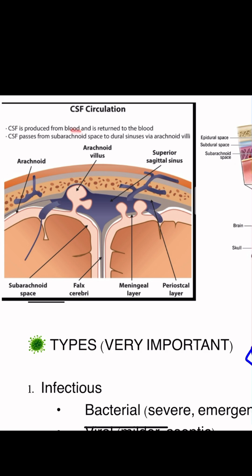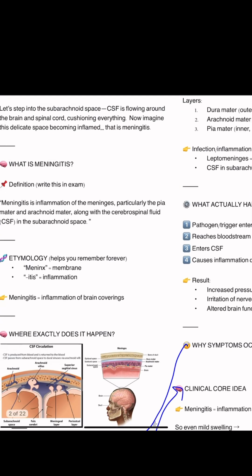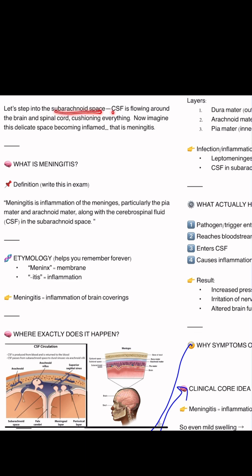CSF is produced from blood and is returned to the blood. CSF passes from the subarachnoid space to the dural sinuses via the arachnoid villi. Now let us imagine that we are in the subarachnoid space. CSF is flowing there around the brain and the spinal cord. It is cushioning these important organs.